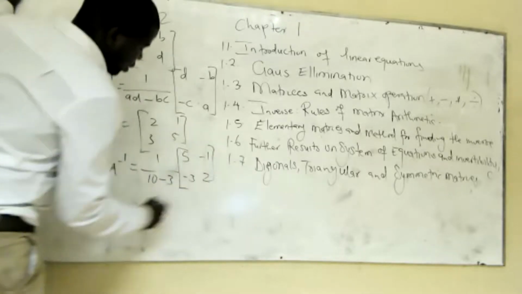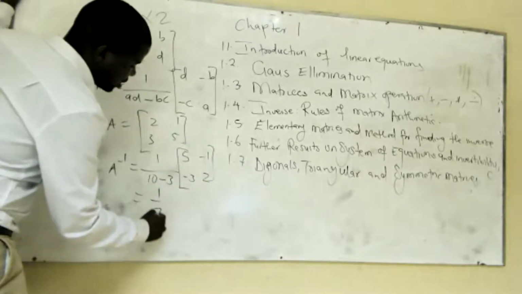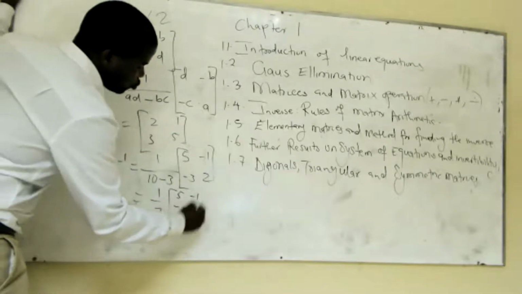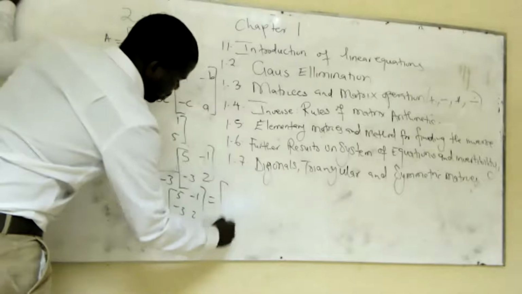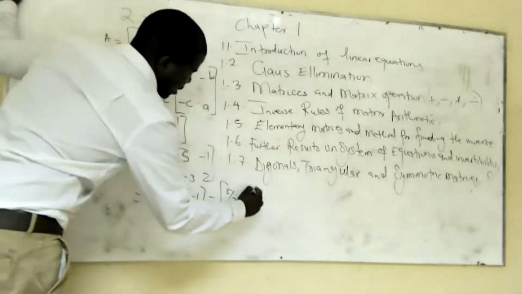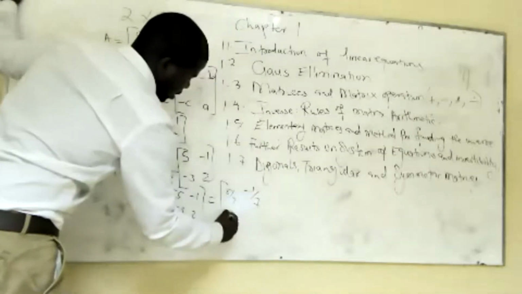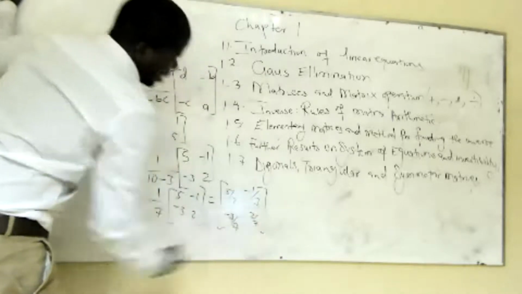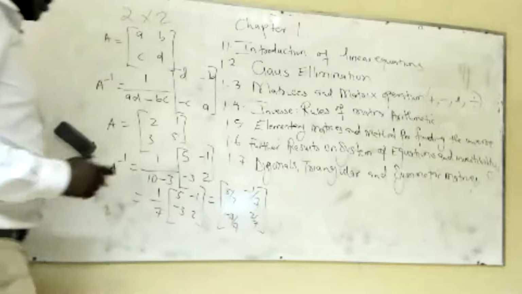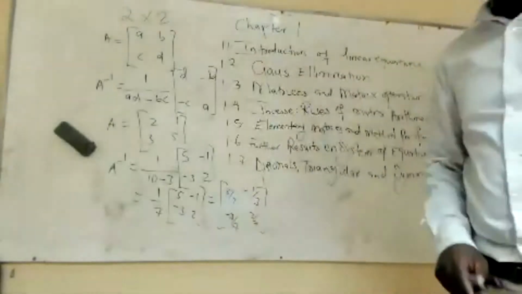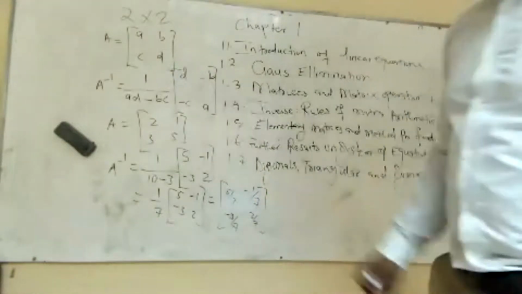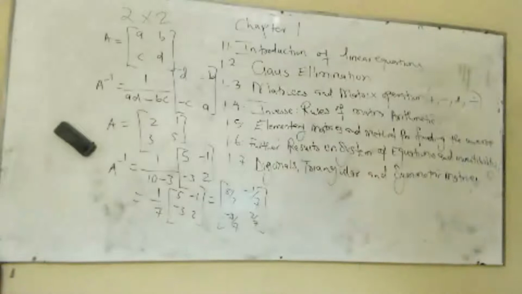And there's a 3. So it's going to be 1 over 7 into 5, negative 1, negative 3, 2. And then this will be equal to 5 over 7, negative 1 over 7, negative 3 over 7, and 2 over 7. So therefore, that is the inverse matrix of a 2 by 2. It's how you're supposed to calculate the inverse matrix of a 2 by 2. We use this matrix that we have. Is that clear?